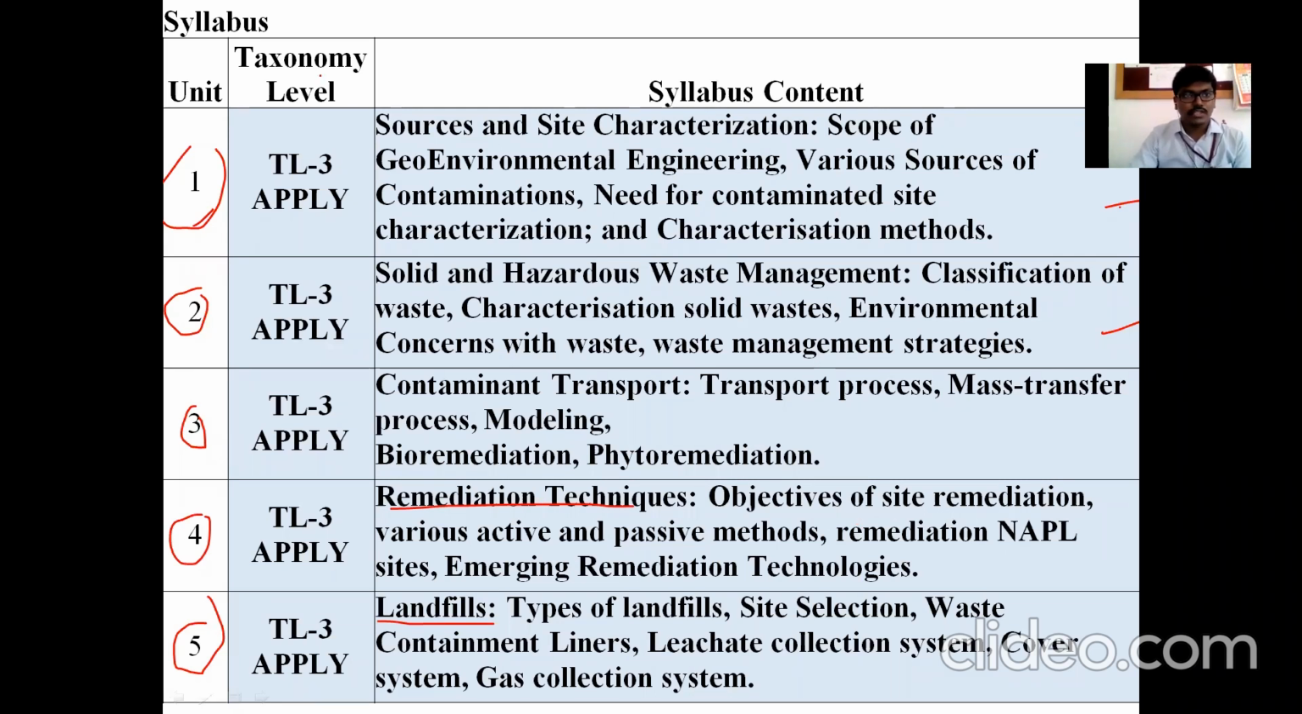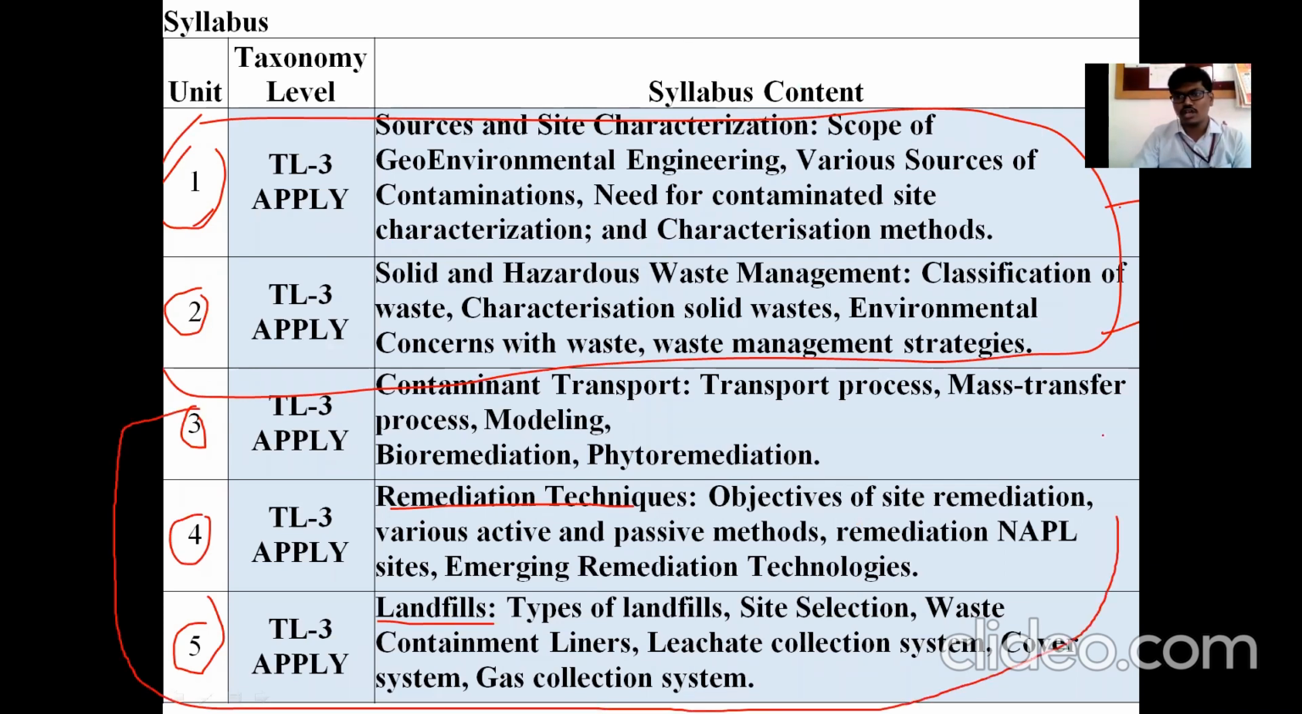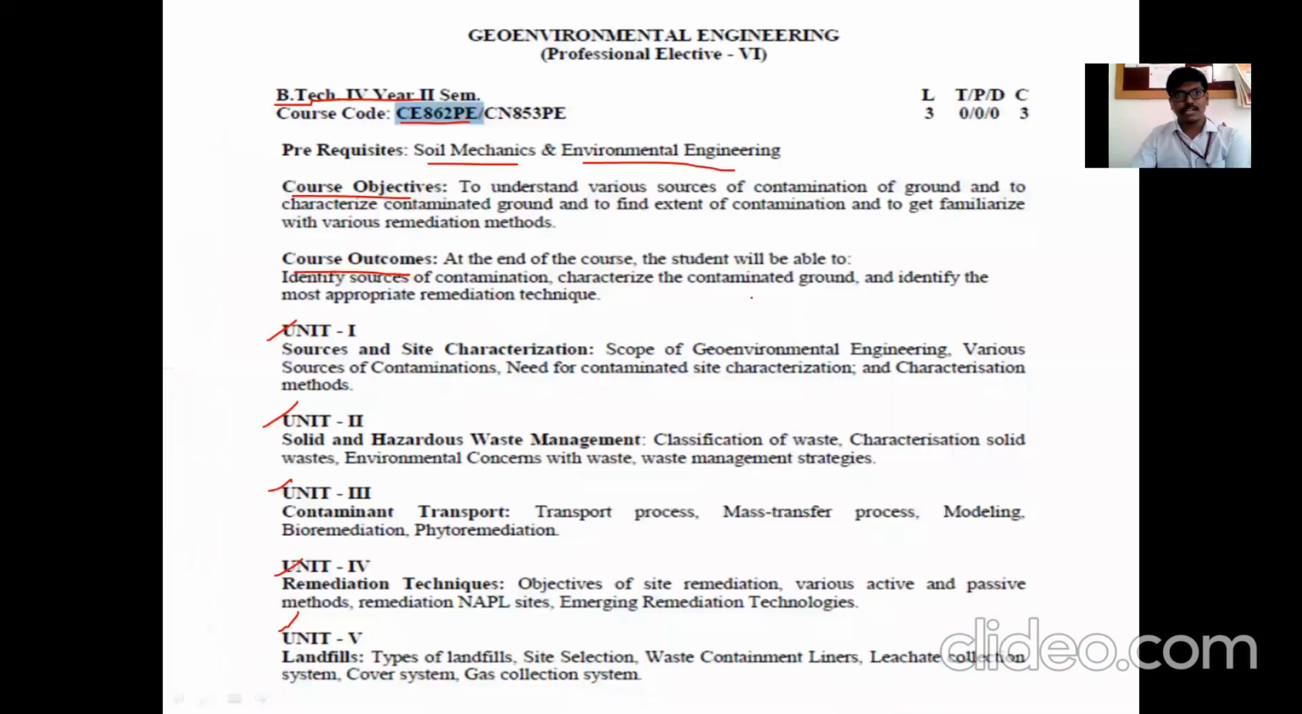So I can say the first 2 units are completely about environmental engineering aspects, and units 3, 4, 5 are about soil mechanics or geotechnical engineering aspects. So this was just a brief introduction about the syllabus. This is the syllabus from the JNTUH curriculum, that is JNTUH's course structure.